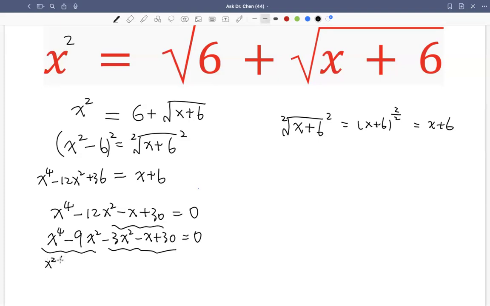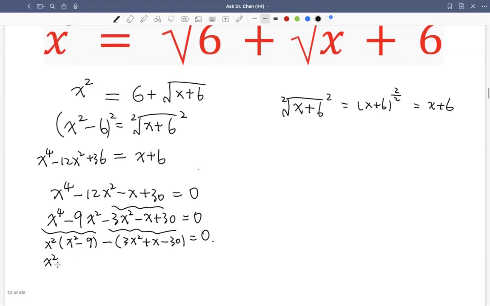So I factor out x squared from those two. I get x squared minus 9. Then for this one, I can factor out a negative 1. I get a positive 3x squared plus x minus 30, and that equals 0. The common factor is x minus 3, because x squared minus 9 can be factored as x plus 3 times x minus 3.